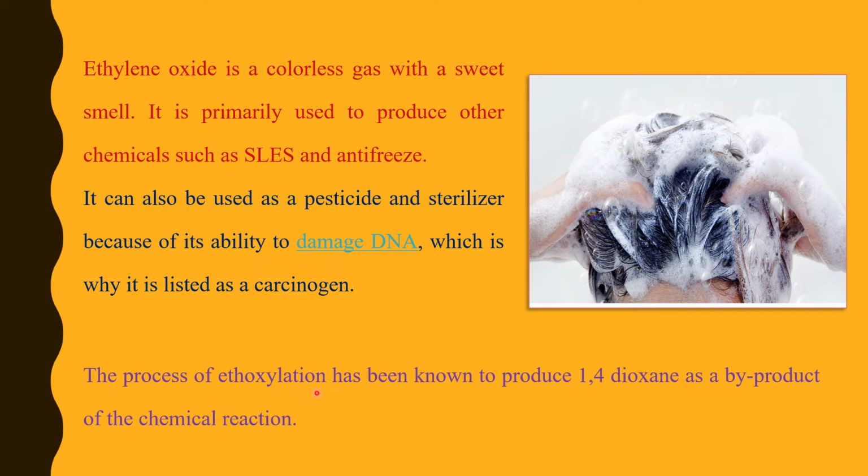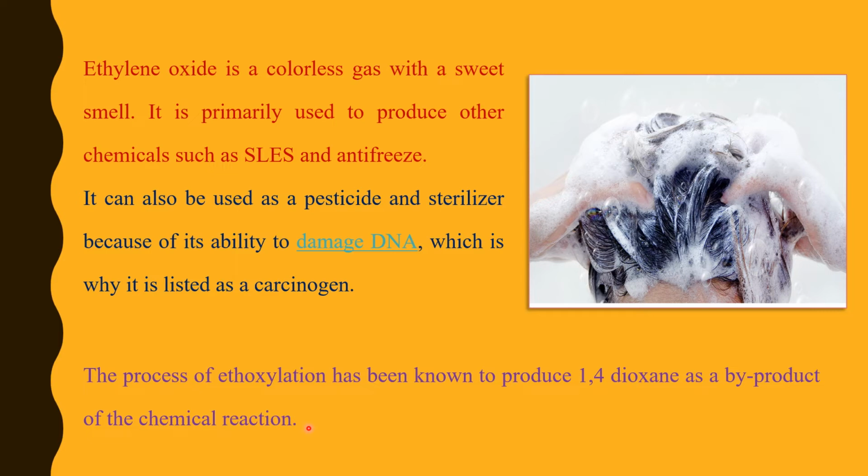The process of ethoxylation, through which SLES is formed from SLS, is known to produce different byproducts, and one of them is 1,4-dioxane, formed through a chemical reaction. Just like when we extract petrol, many other byproducts form, from which we get Vaseline, which is petroleum jelly.